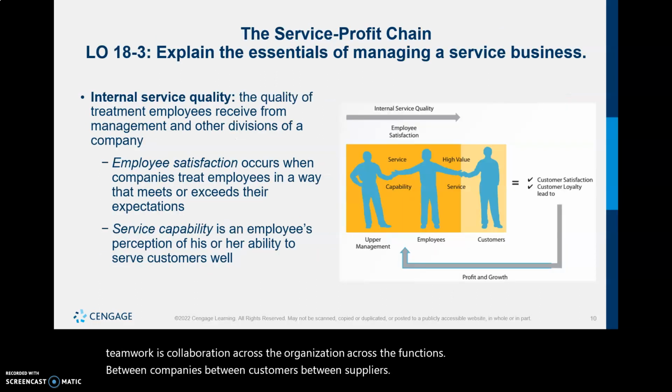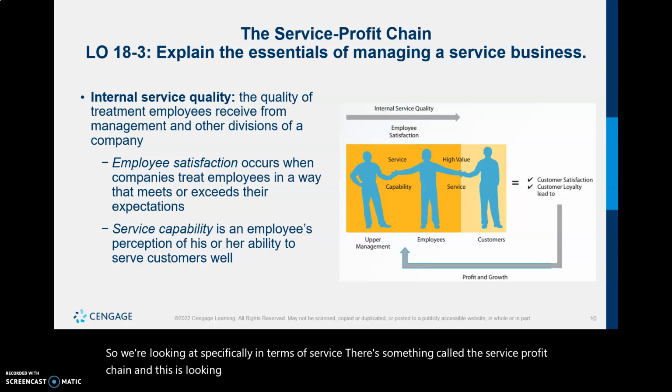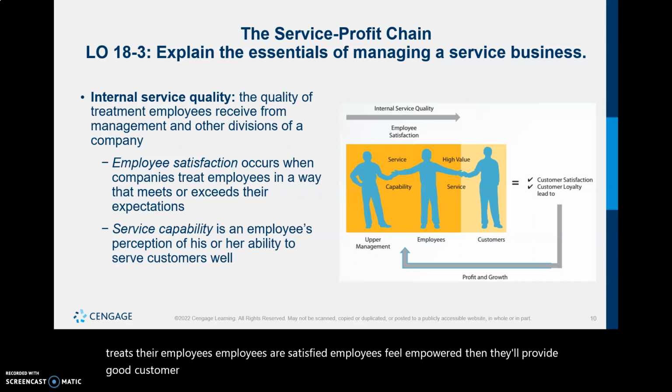Specifically in terms of service, there's something called the service profit chain. This is looking at internal service quality. Basically it's saying if upper management treats their employees well, employees are satisfied and feel empowered, then they'll provide good customer service, which will ultimately lead to an increase in profits and growth. And that's what this is showing here.